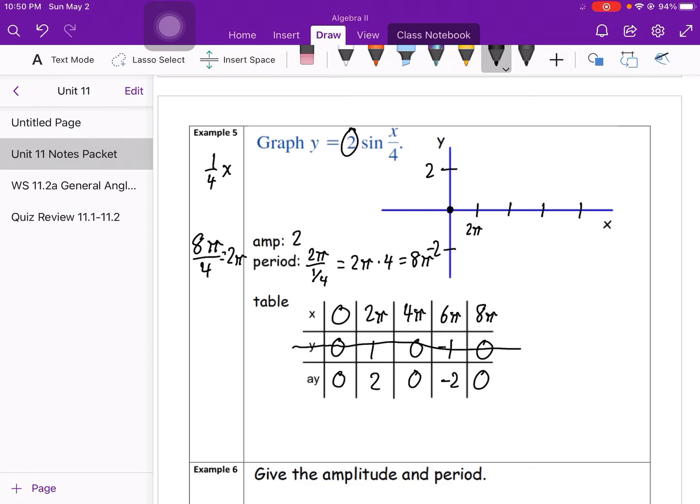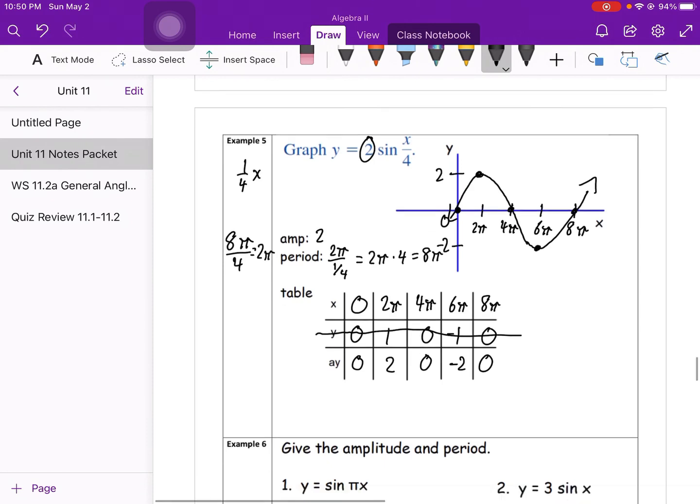It's 2 pi, 4 pi, 6 pi, 8 pi. So this is 0, and then we go up to 2, go back down to 0, down to -2, back to 0. And it's the exact same shape. It's just the numbers in between that are changing. Okay, so that's how you graph that.